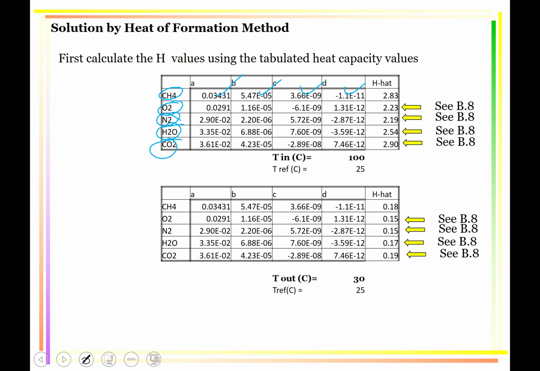Why do I have B.8 here? Because you can actually look up this value on table B.8. You don't have to do this whole calculation. You can get the value from table B.8. But you can also do the calculation, as I have shown here. You get the identical number, and this is where Excel comes in handy. But you can't get methane from table B.8, so you have to calculate it. And we're going to calculate it once at 100 degrees and once at 30 degrees. The reference state is always 25, and that's what we put on our enthalpy table.